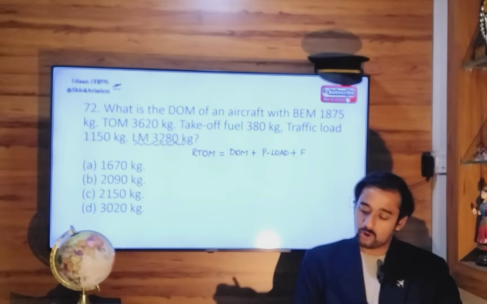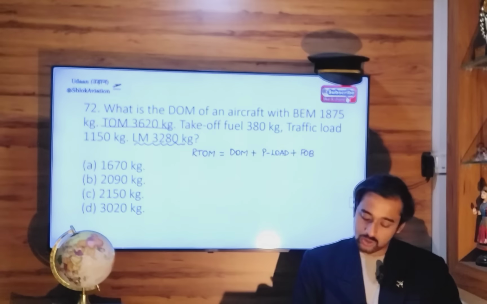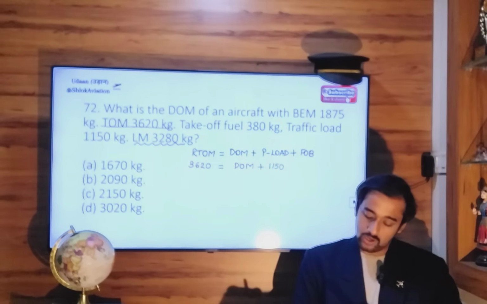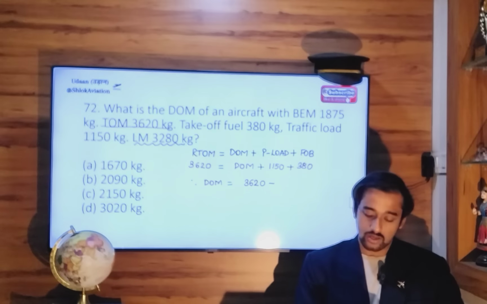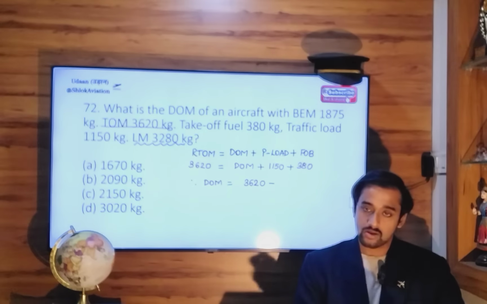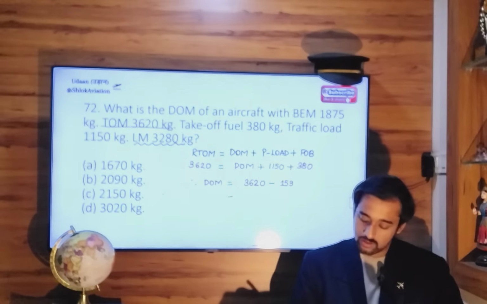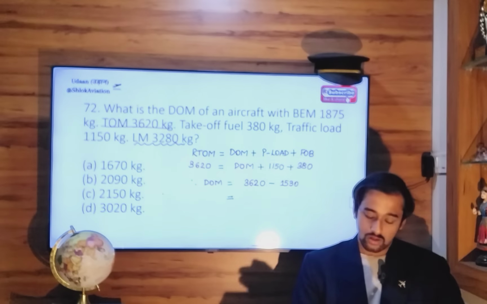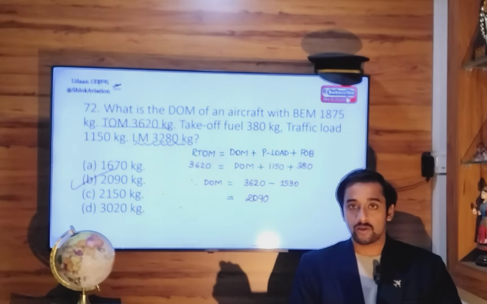plus your fuel on board, also known as takeoff fuel. Regulated takeoff mass is 3620. DOM is what we have to find out. Traffic load is 1150. Takeoff fuel or fuel on board is 380. Therefore, dry operating mass will be 3620 minus 1150 plus 380, 1530. 3620 minus 1530 is equal to 2090. So option Bravo will be the correct option.